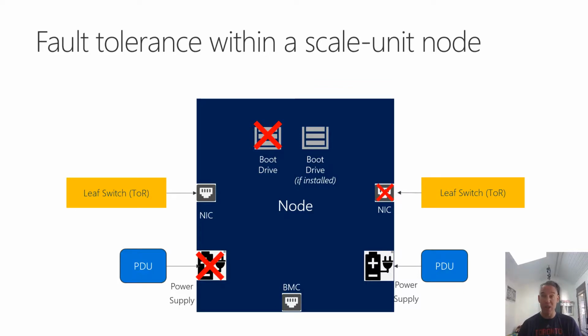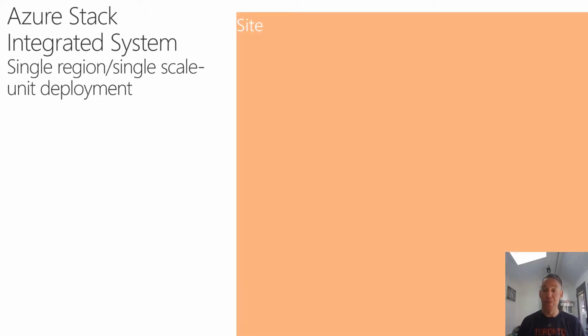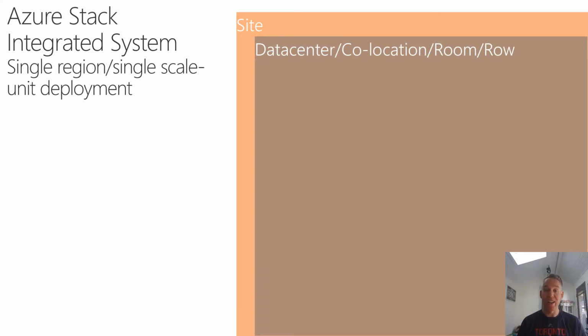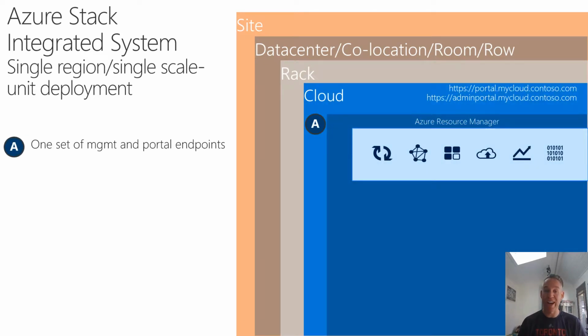You'll get alerts in the console, and alerts will be emitted from Azure Stack. But just to recap here, the architecture of Azure Stack as it exists today, you're going to deploy into a site, so a location, and inside that location is going to be a data center, and you're going to deploy a rack with Azure Stack inside it.